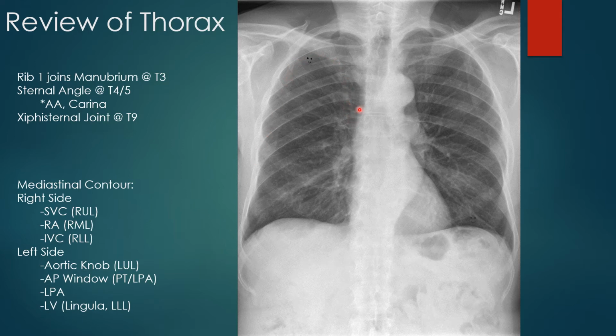So the ascending aorta right up here is going to be your right upper lobe of your lung. Your right heart border is going to be your right middle lobe. Your right diaphragm is going to be your right lower lobe with your liver right underneath. Your aortic knob on your left side is going to be your left upper lobe. Your left heart border is going to be your lingula and cardiac notch, as well as your descending aorta and diaphragm on the left side is going to be your left lower lobe.